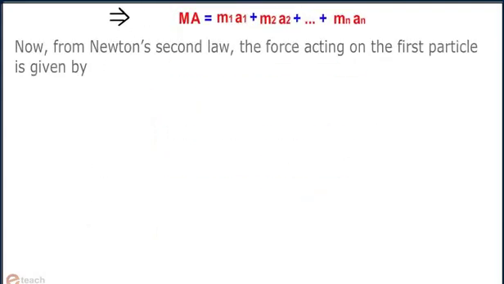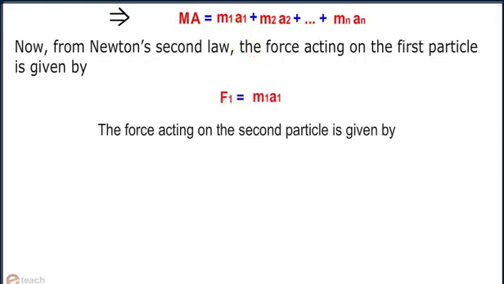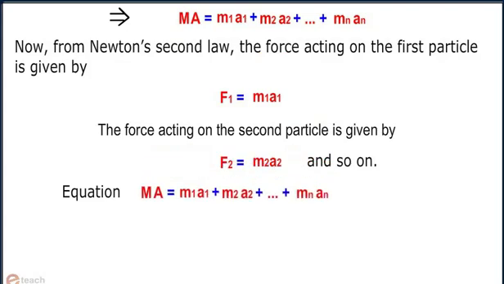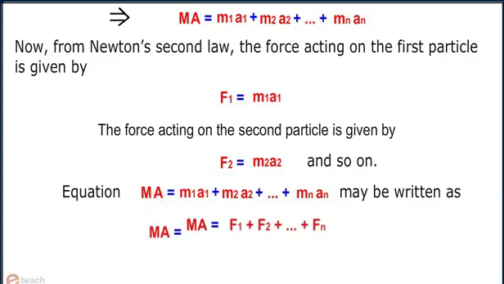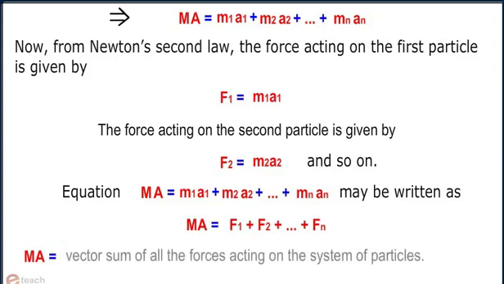Now, from Newton's second law, the force acting on the first particle is given as F1 equals M1a1. The force acting on the second particle is given as F2 equals M2a2 and so on. The equation Ma equals M1a1 plus M2a2 and so on up till Mnan may be written as Ma equals F1 plus F2 and so on up till Fn. Hence, Ma equals the vector sum of all forces acting on the system of particles.